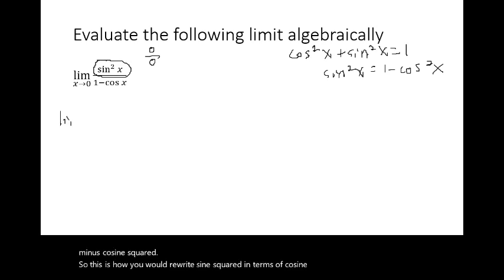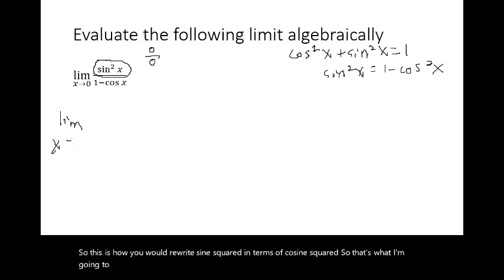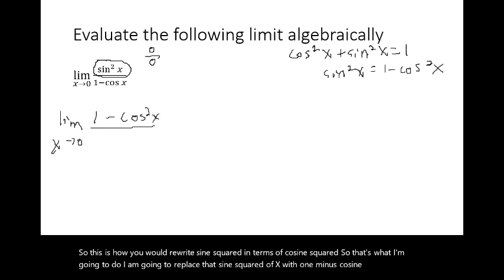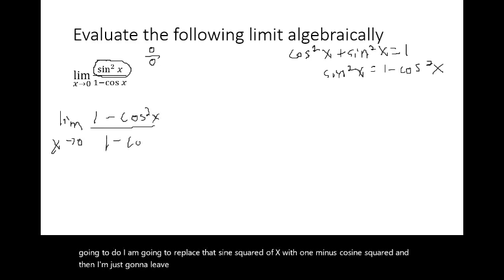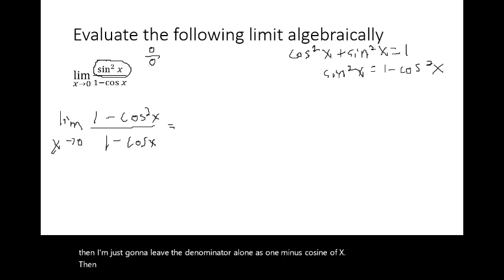So that's what I'm going to do. I am going to replace that sine squared of x with 1 minus cosine squared. And then I'm just going to leave the denominator alone as 1 minus cosine of x. Then, again, direct substitution does still give a 0 over 0, so we will have to do some factoring.